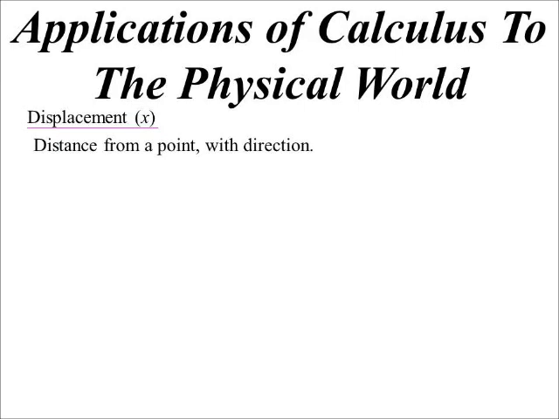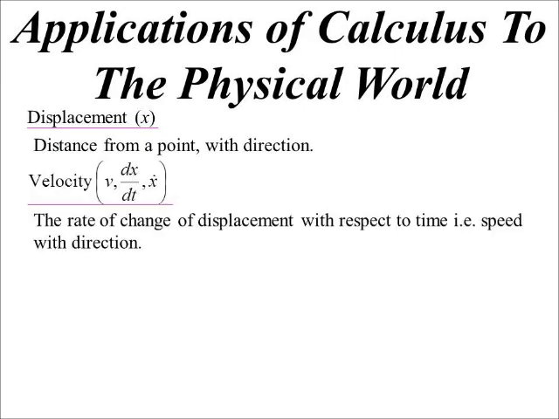So displacement is different from distance, because it has direction as well. It's distance from a point, but with direction. Some point will be defined as the starting point. We can think of that as 0, unless they define it as something else. So if it was on the left-hand side, it would be negative, and on the right-hand side, it would be positive. Now, velocity is simply the change in displacement.